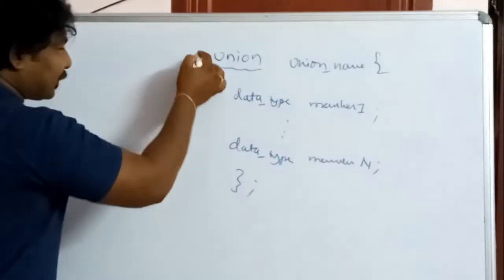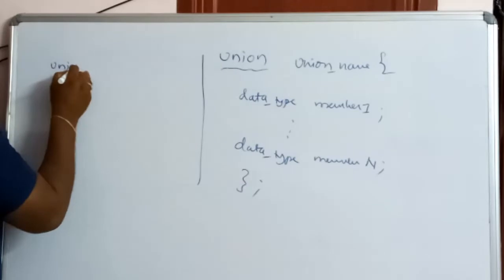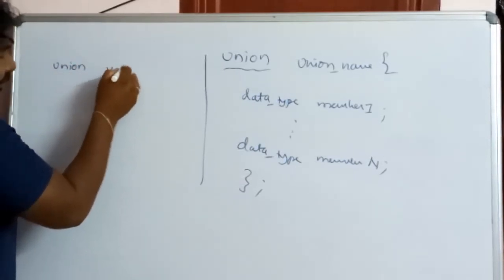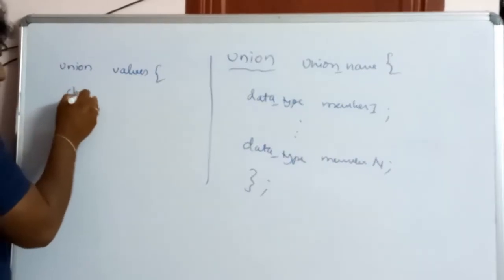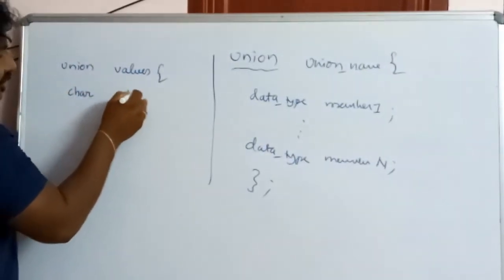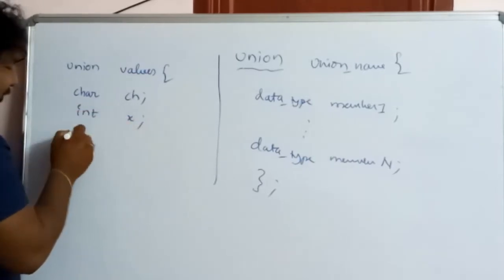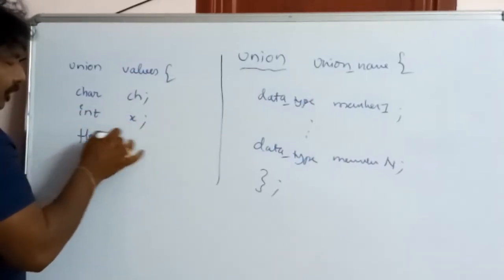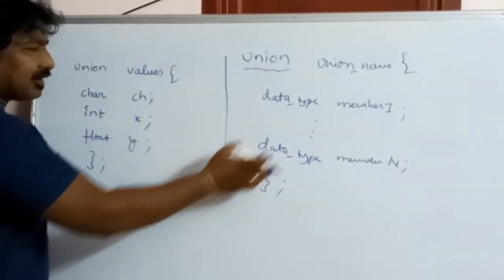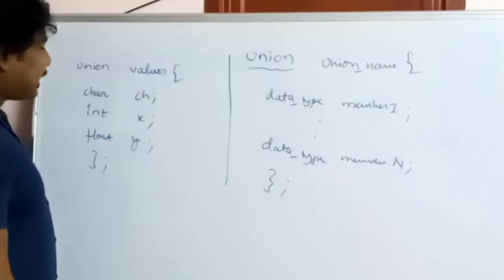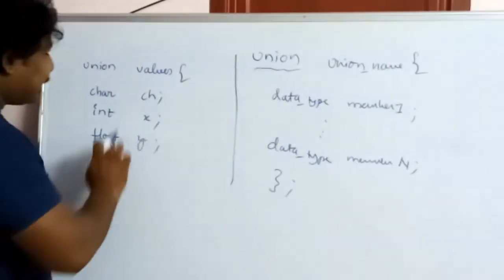So I will show an example for this union. I am using the union keyword, and I am using the name values here, and I am declaring three members inside my union. Character ch is one member, integer x is the second member, and float y is another member, and just closing this. So this is an example for this syntax. Here values is the name of the union, and these are the members.